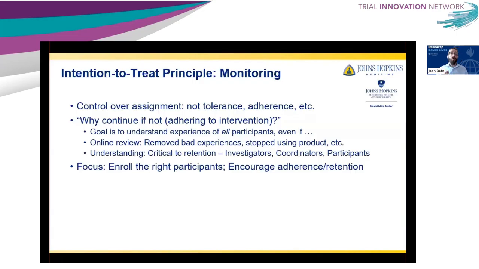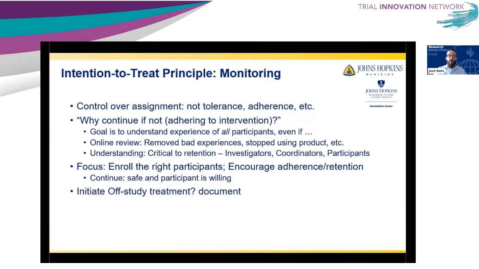We also want to make sure that investigators aren't inadvertently putting a thumb on the scale by withdrawing participants unnecessarily. The focus of investigators is putting their energy into identifying who are the right people, enrolling them, randomizing them, and encouraging adherence and retention whenever possible. The goal should be, whenever it's safe for a participant to continue and they're willing to do that, they should continue with data collection. If somebody initiates some sort of off-study treatment, it's important to document that, again, so that we can inform that CONSORT diagram.